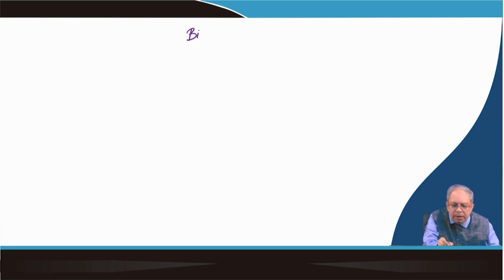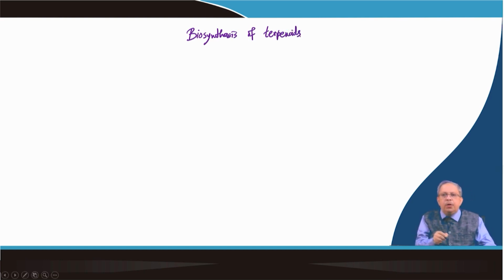Biosynthesis of terpenoids. So, terpenoids are lipid soluble molecules. They are generally not water soluble, and terpenoids comprise more than 10,000 molecules, and they play an important role in the survival of the plant.